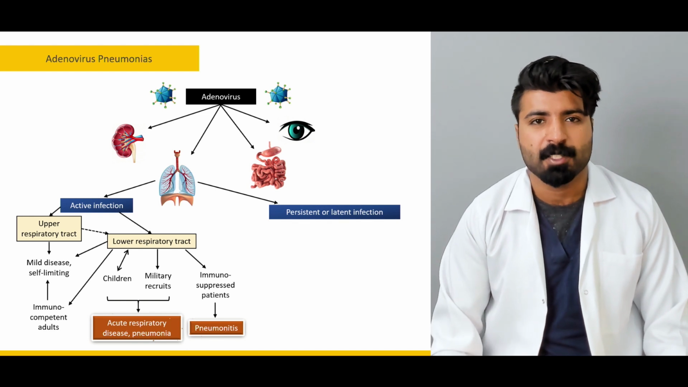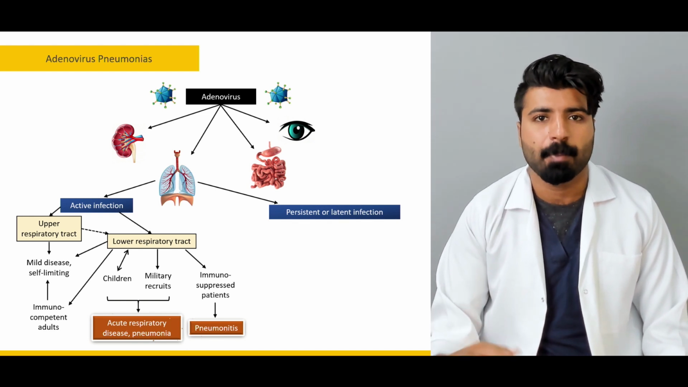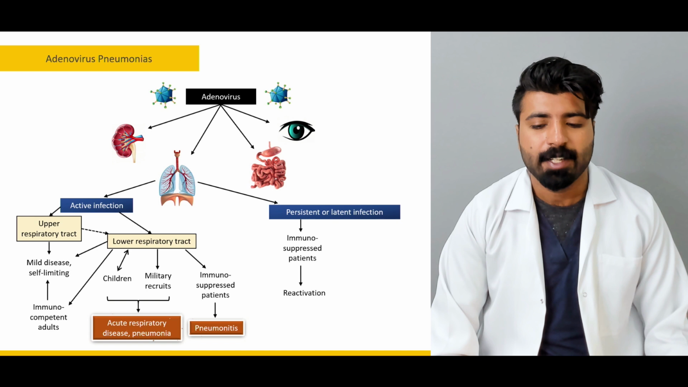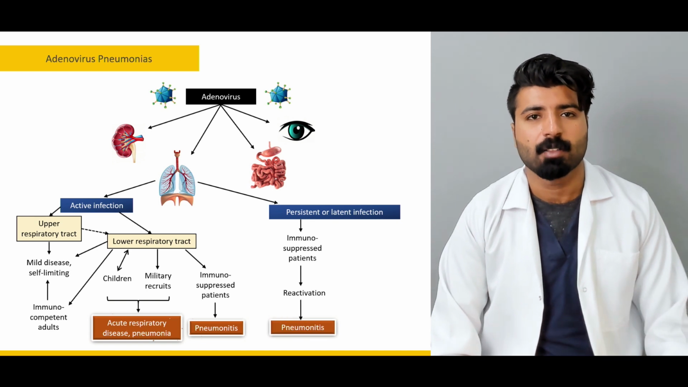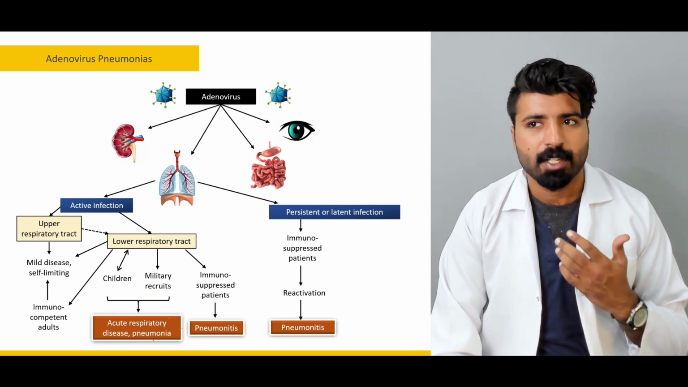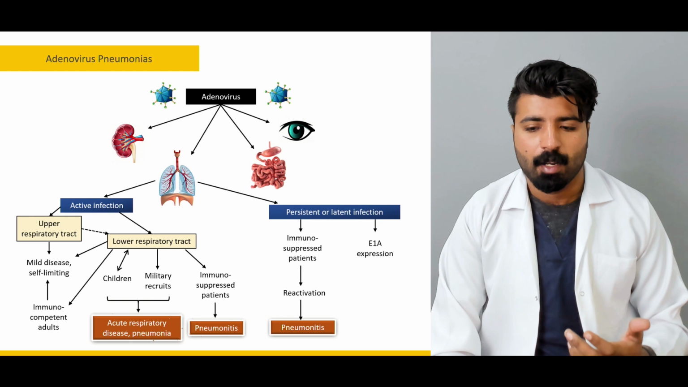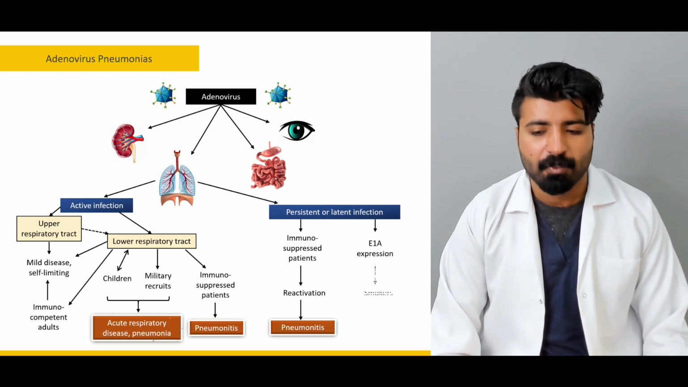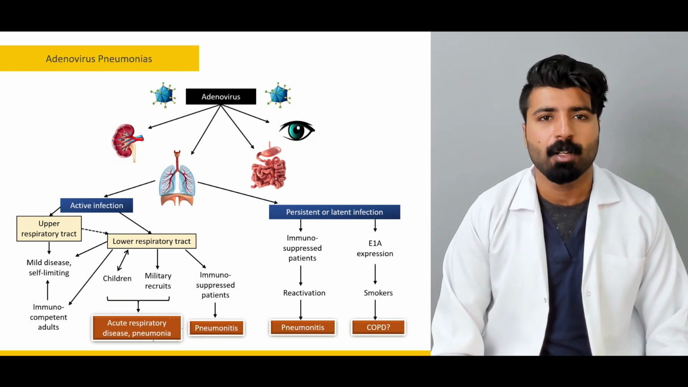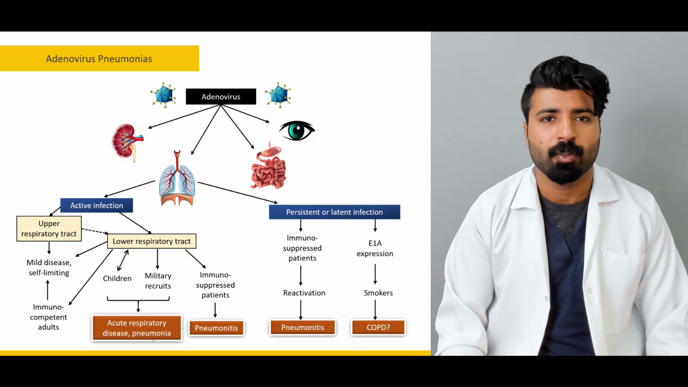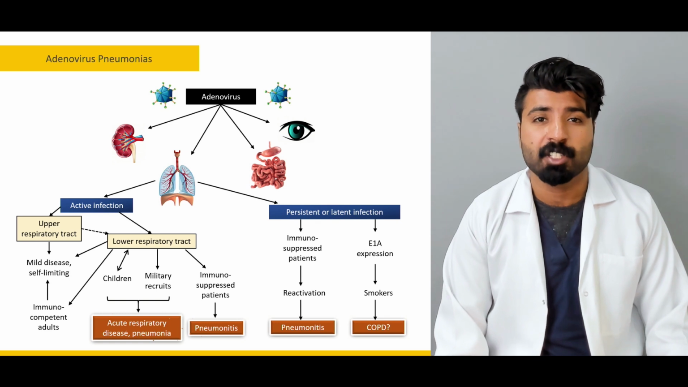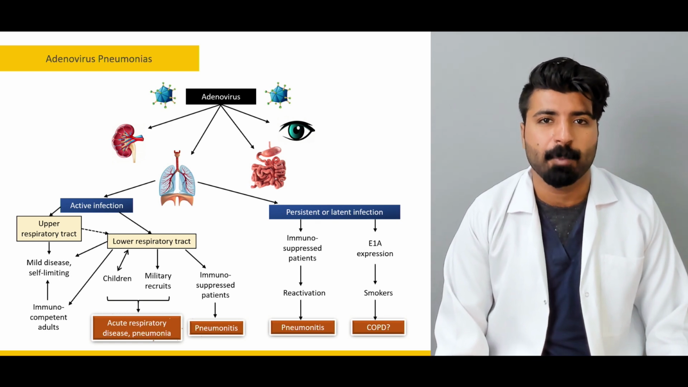If the infection is persistent or latent and the patient is immunosuppressed, reactivation will happen and pneumonitis will happen again, because they had a latent phase. And then E1A expression will happen in smokers, and that will lead to COPD. It's still debatable, but if a patient gets a persistent or latent infection and is a smoker with E1A expression, they are going to get COPD, chronic obstructive pulmonary disease.